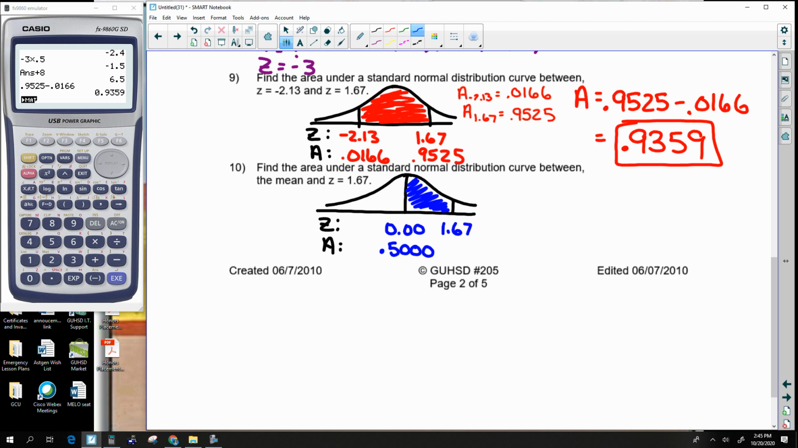Now I just got done using a z-score of 1.67 in the previous problem, so I know the area to the left of that is 0.9525. If you don't know what it is, look it up. Okay, so if I need to find the area between these two things, all I need to do is take the big area minus the little area, which in this case is 0.5.